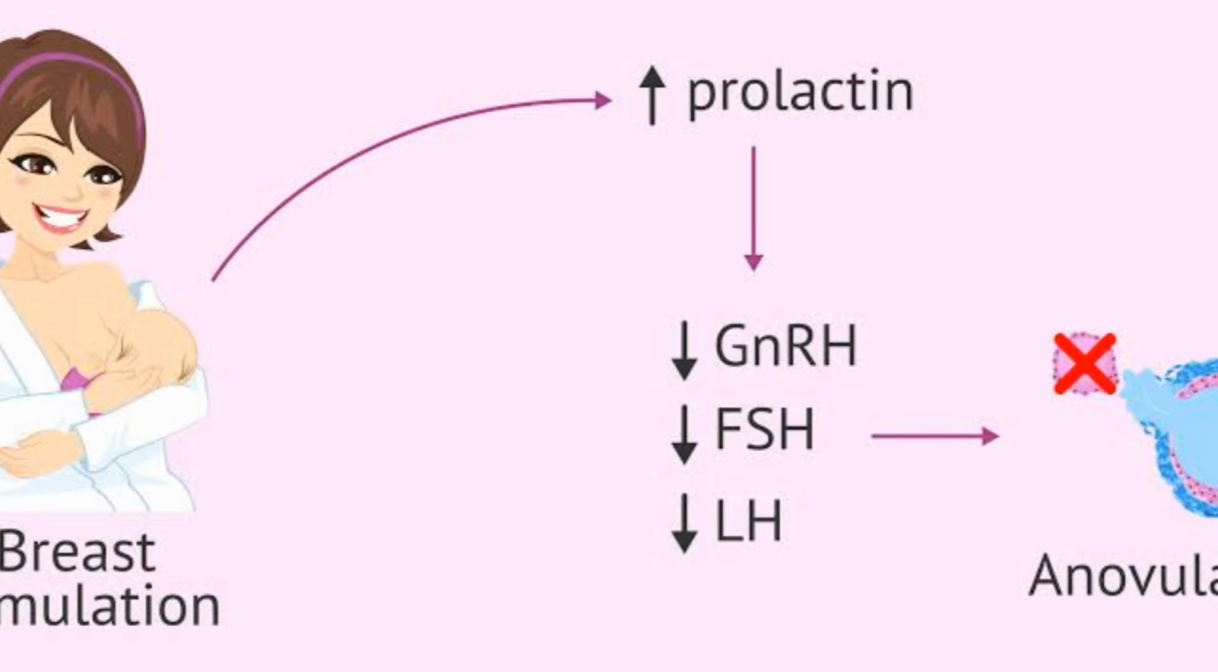The third method is called lactational amenorrhea. Here, there is an absence of menses when the woman is lactating intensively following parturition.